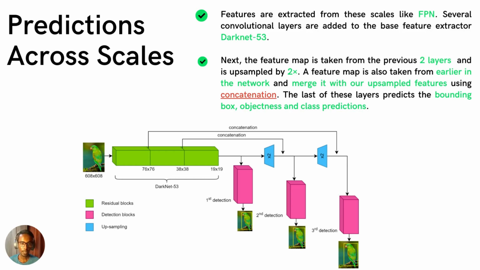When we upsample, its spatial dimension is going to be the same as 76 by 76, because when we perform concatenation, they must be of the same spatial dimension. That means the width and the height of the feature map must be the same. So a feature map taken from earlier in the network will be merged with the upsampled feature using concatenation, and the last of these layers will predict the bounding box, the objectness score, and the class predictions.